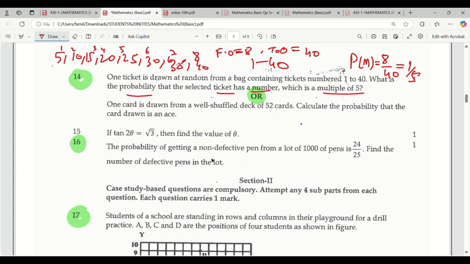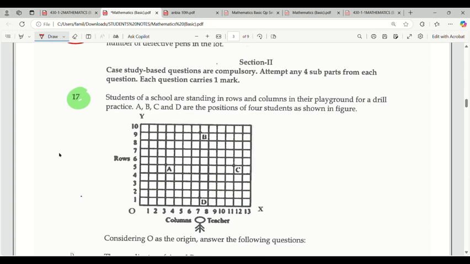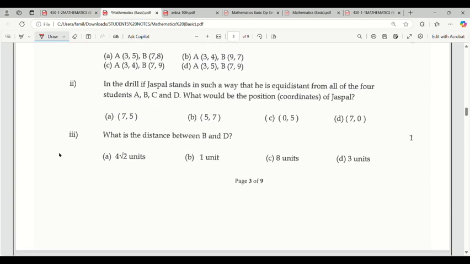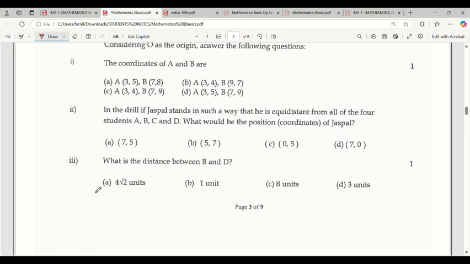Total outcome is 40, right? It will be 1 by 5. 1 by 5 will be the answer. Okay. This thing you can do.